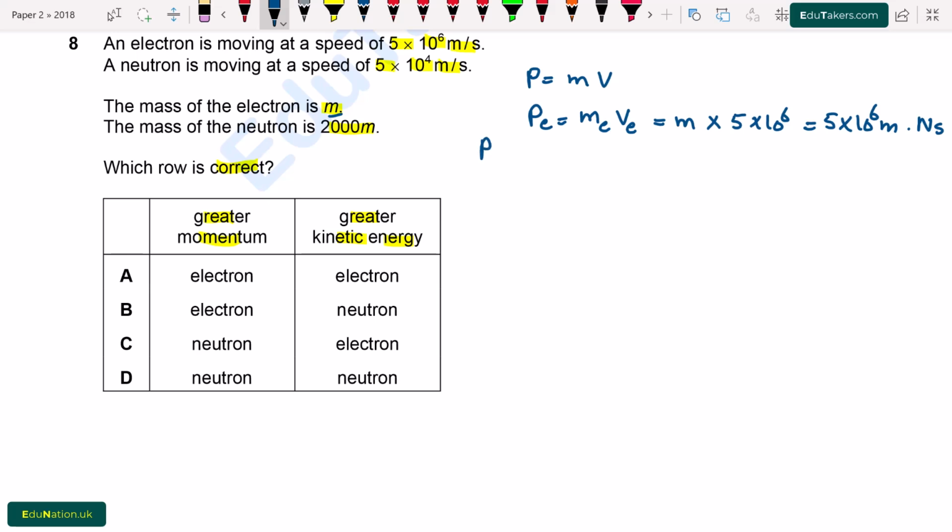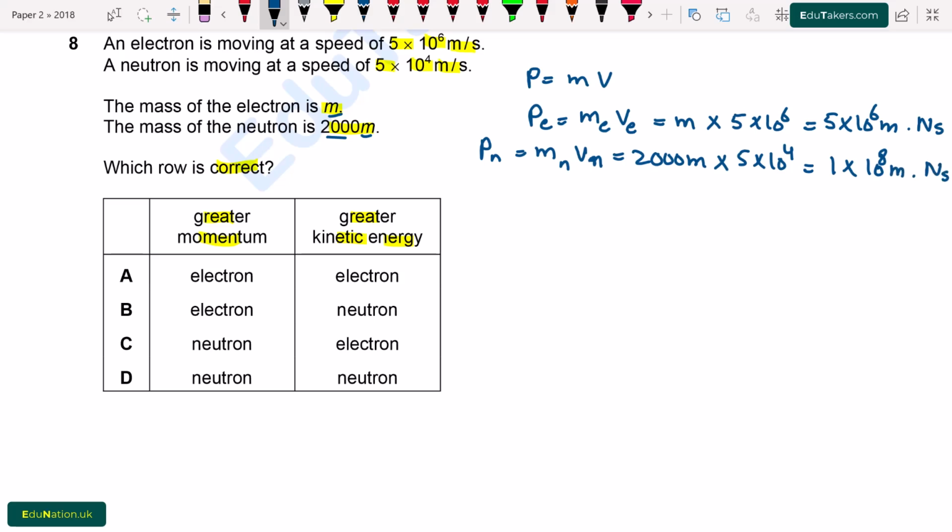Next, the momentum of neutron will be mass of neutron and velocity of neutron. Mass of neutron is 2000 multiplied by m. And velocity is given 5 into 10 to the power 4. So the momentum of neutron will be equal to 1 into 10 to the power 8 m and unit is Newton second.